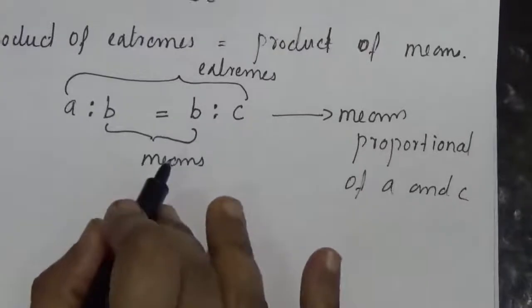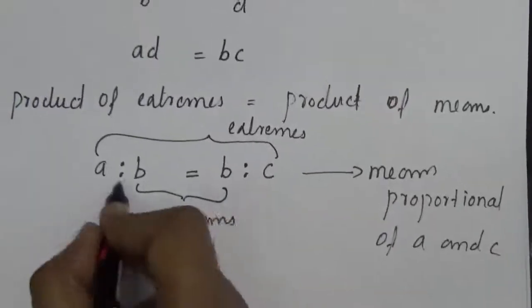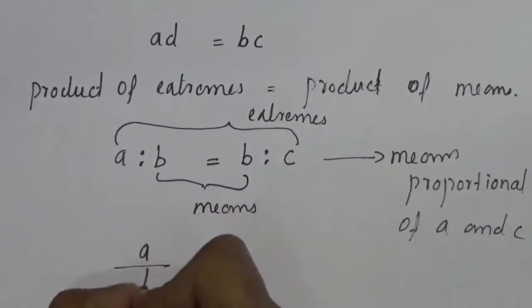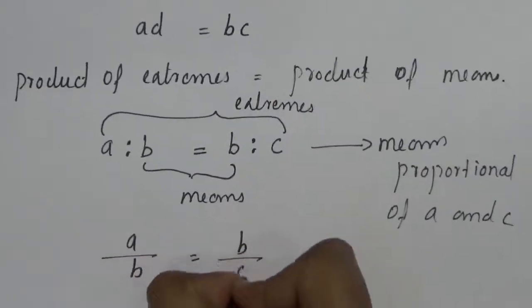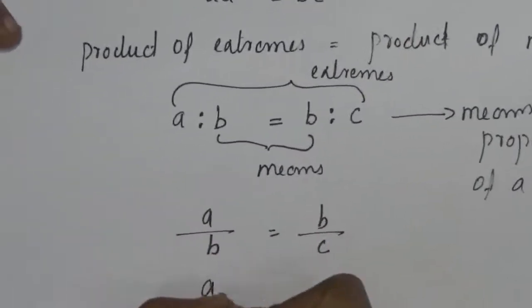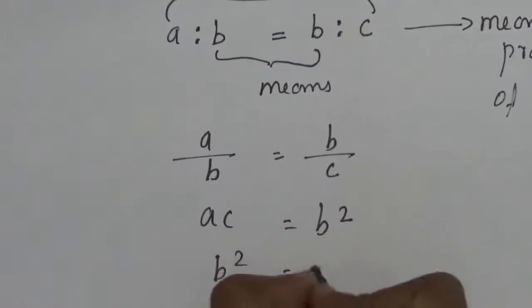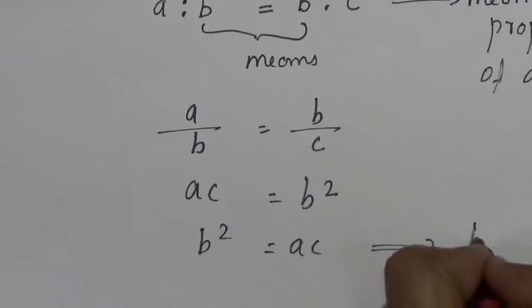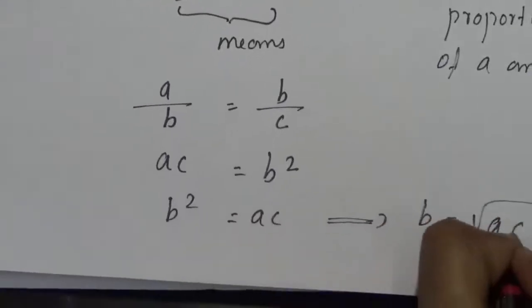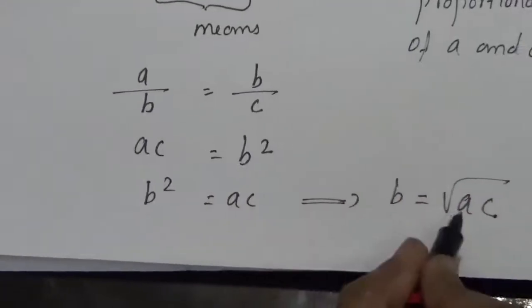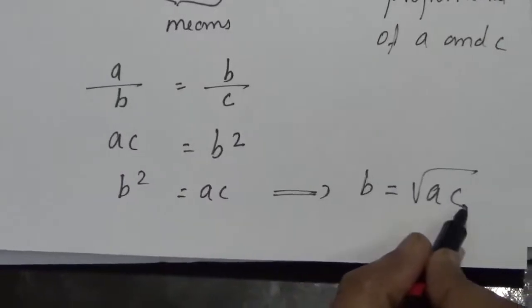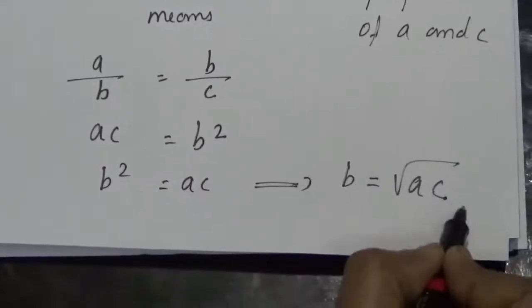So in that case, what do you get? A is to B can be written as A by B. B is to C can be written as B by C. So cross multiply, AC is equal to B square. So you get B square is equal to AC, means B is equal to root AC. So we say the mean proportion of A and C is equal to root AC.